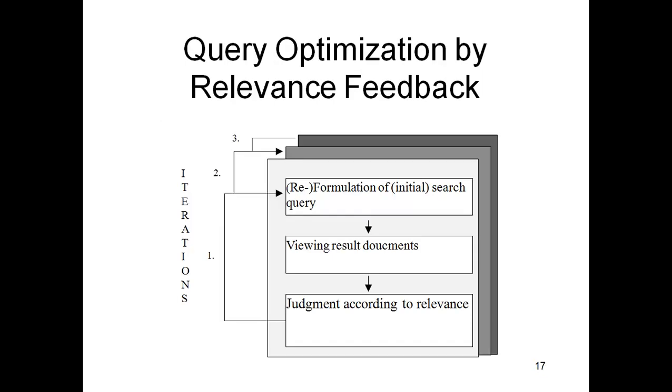So there is a loop. There are 2 iterations now. There can be more, right? There's no need to stop if you want to. Reformulation, formulation of a query. First time it's really a formulation. You view the results, and judgment, something that people do anyway.